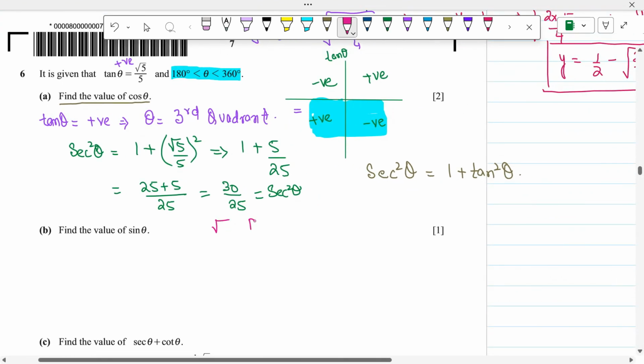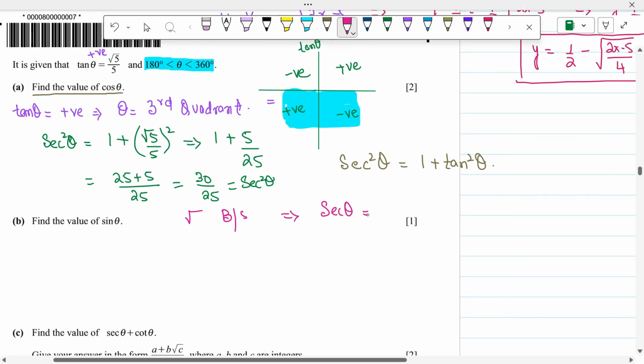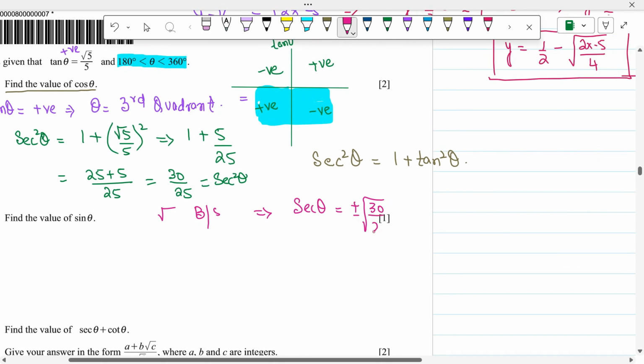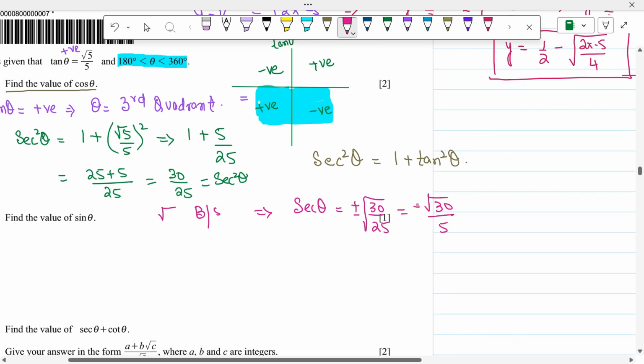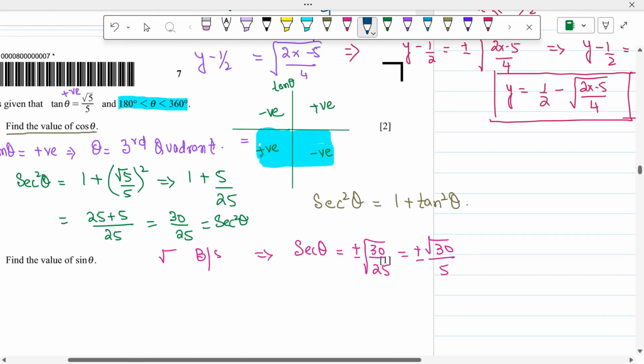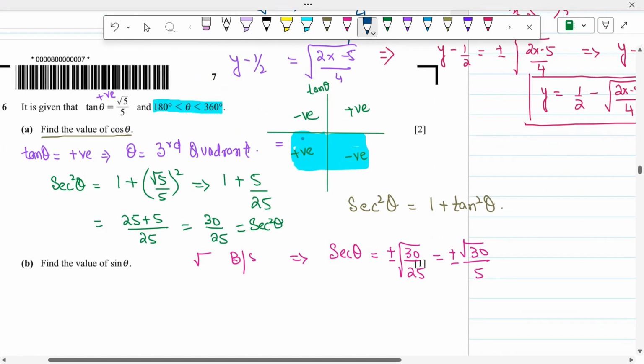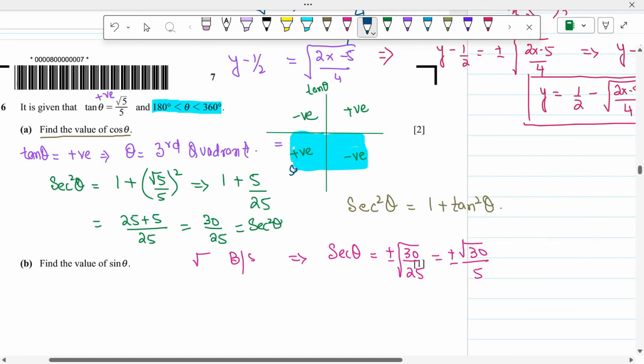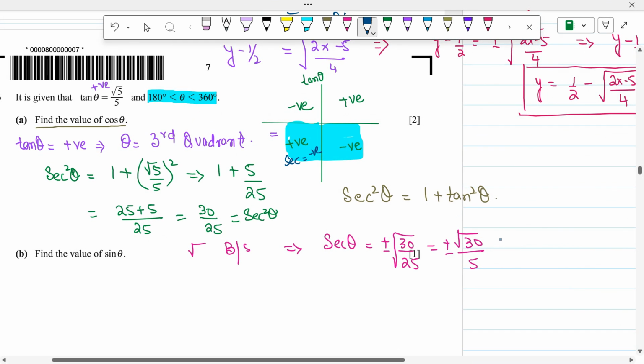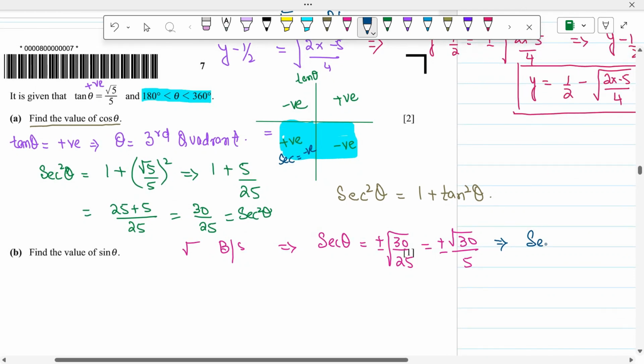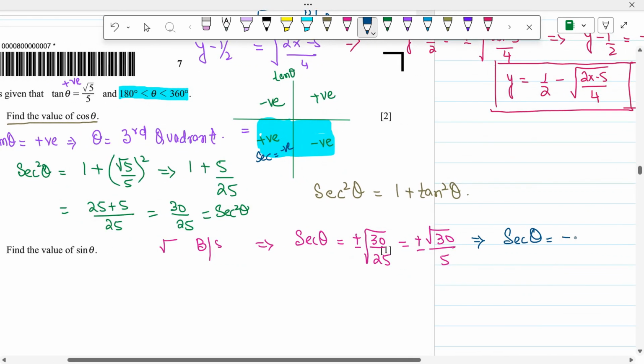Taking the square root on both sides, we will have secant of theta is equal to plus or minus root 30 over 25, which is equal to root 30 over 5, with plus or minus. We know that the angle lies in the third quadrant, so secant is negative. Secant is negative in the third quadrant, so we will consider the negative value. So secant of theta is equal to negative root 30 over 5.